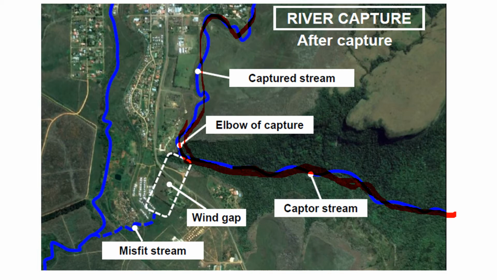What we've got left is this tiny little stream down here at the bottom, and it's now a misfit stream because it doesn't fit into the river channel that it's flowing in. The river channel was for a much bigger river. In between where the river was originally flowing, there's still going to be the scar of the river channel on the Earth's surface, and that's what we call the wind gap. Right here, where the actual interception took place, we call that the elbow of capture.